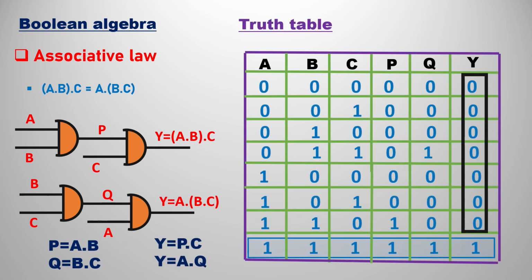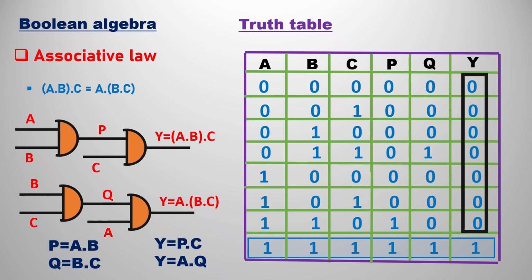So if you clearly observe the truth table of the associative law of the AND gate, that is a dot b dot c is equal to a dot b dot c. I hope you understood the circuit diagram explanation in the previous slide itself. If you observe there, p is equal to a dot b, that is a new variable that I have taken. In the second one, q is equal to b dot c. In the first one, the output is equal to p dot c. In the second one, the output y is equal to a dot q.